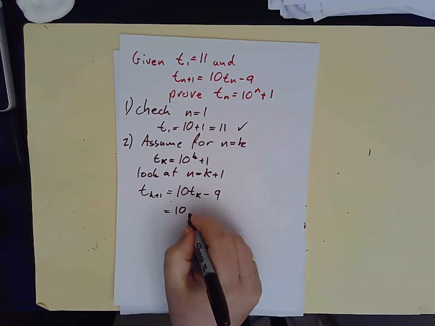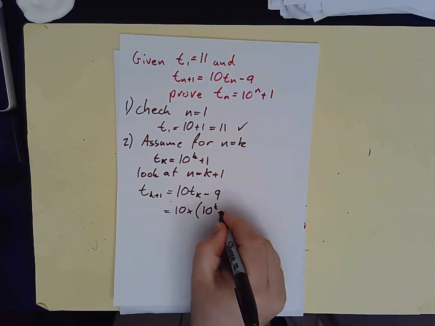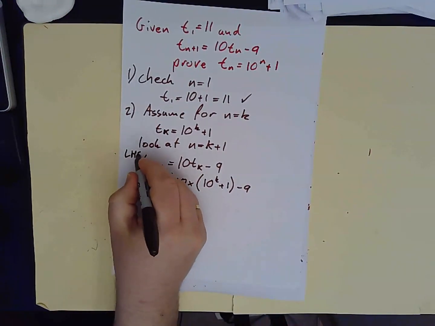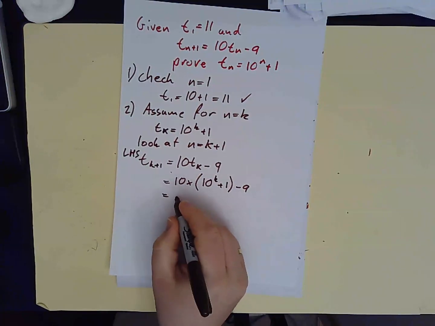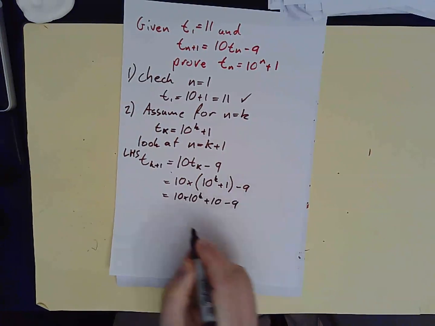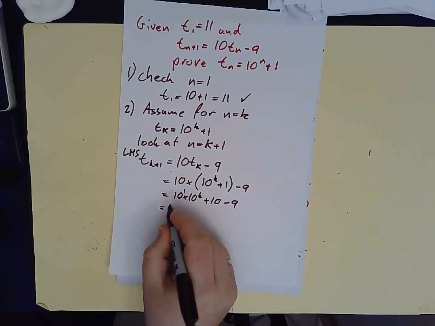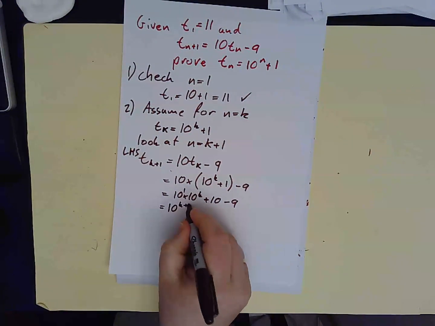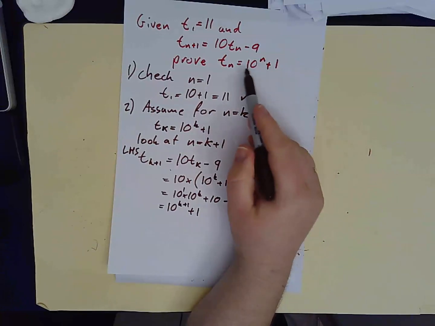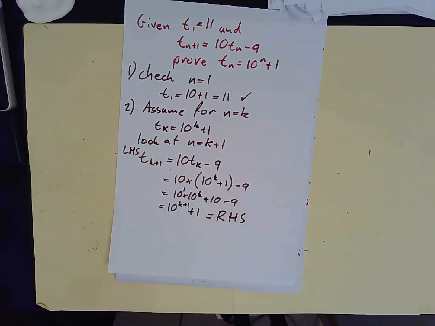I can say this is going to be 10 lots of, open brackets, 10 to the k plus 1, minus 9. So this is all looking at my left-hand side. And then multiplying this through, I get 10 times 10 to the k plus 10 minus 9. 10 times, I can put a 1 there, and I could add my power, so I can say that's k plus 1. And then 10 minus 9 is plus 1. Hey, look, that's exactly what I should get if I put it into my right-hand side. So I've proved it by induction.